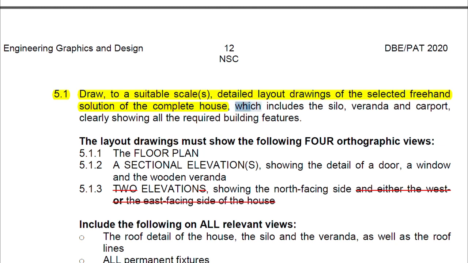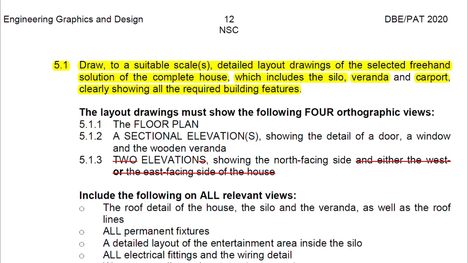This needs to include the silo, the veranda, and the carport, clearly showing all the required building features. Again, building features are the windows, the doors, etc., the fixtures that you're going to be using. The layout drawing must show the following 4 orthographic views. Now, here's going to be a little bit of a change.